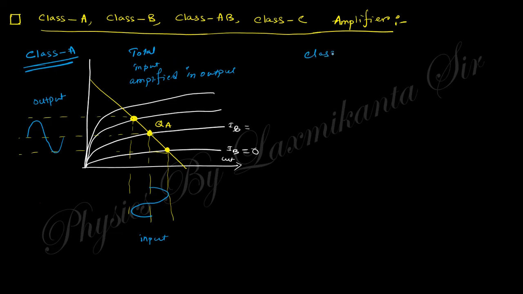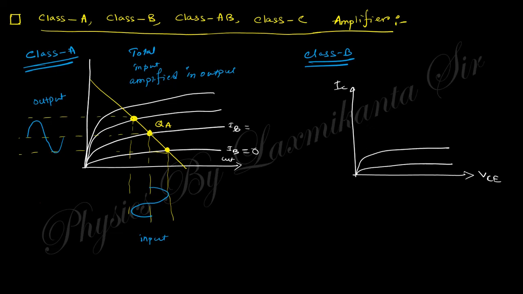What is a class B amplifier? Just think, this is VCE, common emitter, and this is IC, the common emitter output current. So this was the output characteristics like that, and this was the load line. If you take this Q point, or the operating point, then what happens?